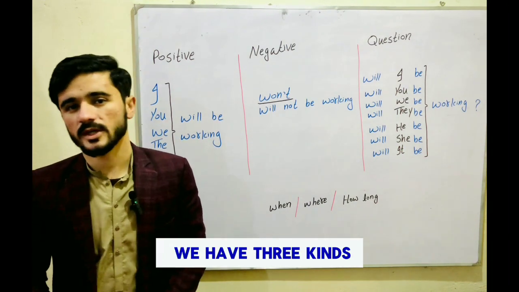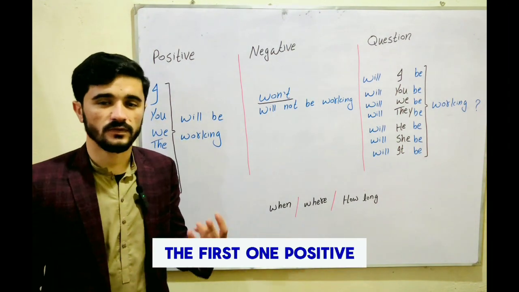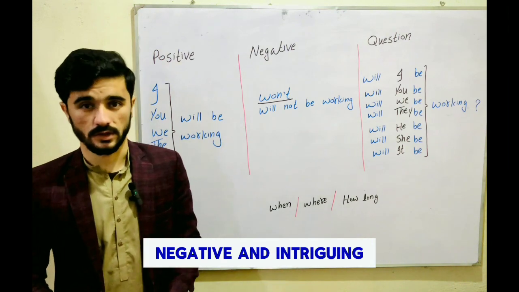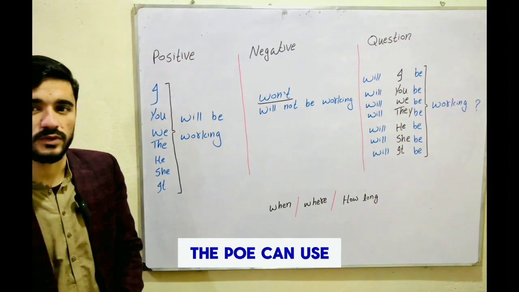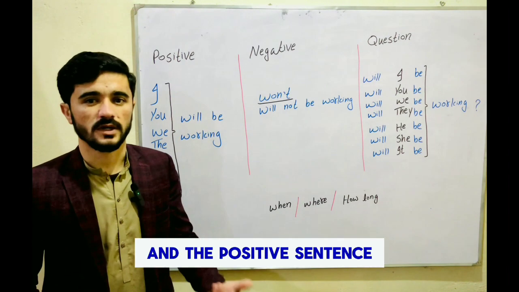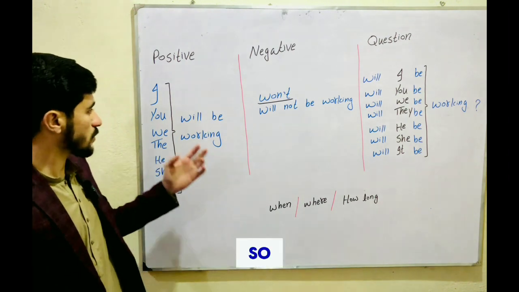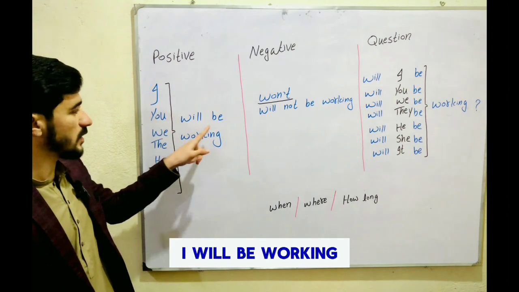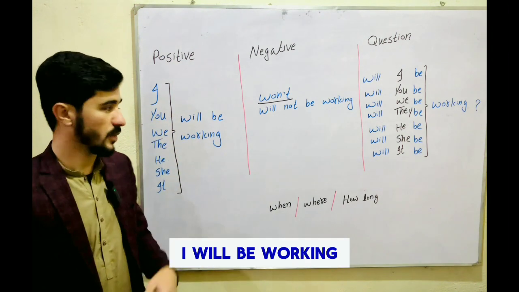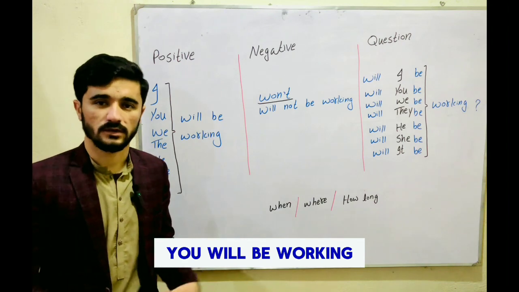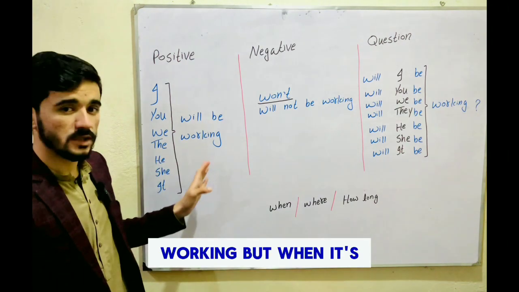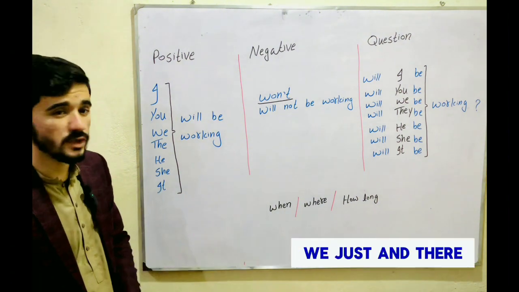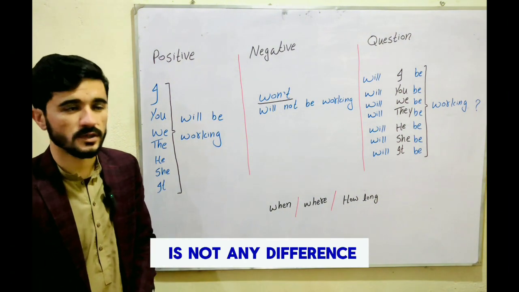You all know that we have three kinds of structure: positive, negative, and interrogative. The first one is positive. How can we use future continuous tense in a positive sentence? Look at the example: I will be working. You will be working. They will be working. She will be working.